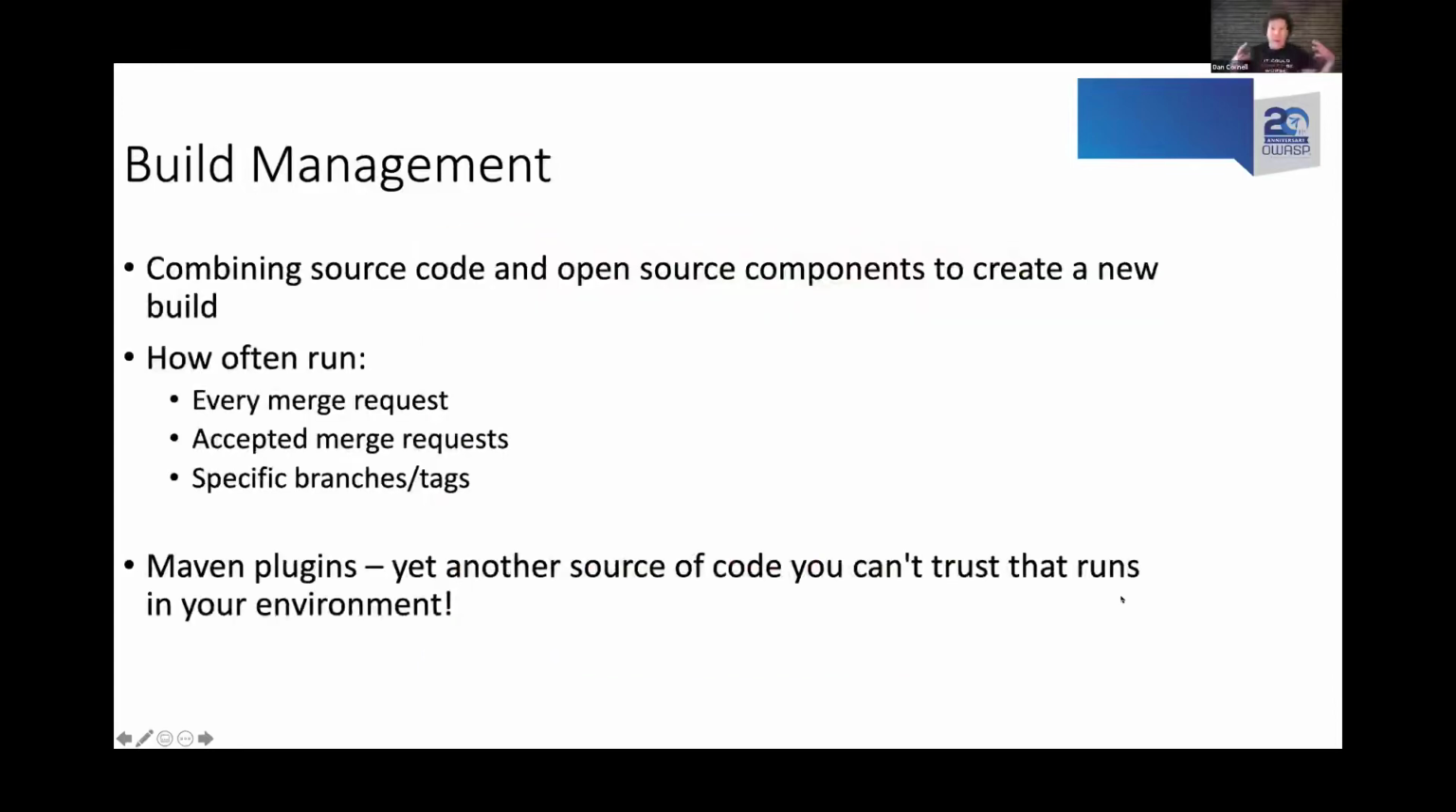Now, if we look at the build management systems, it's a question of what you're combining. Again, you've got your source code, and you're pulling in these external components to combine that and create a new build. And how do those get run? Are those run on every merge request? Are they run on accepted merge requests? Are they only run on specific branches and tags? It's important to understand how these systems get initiated.